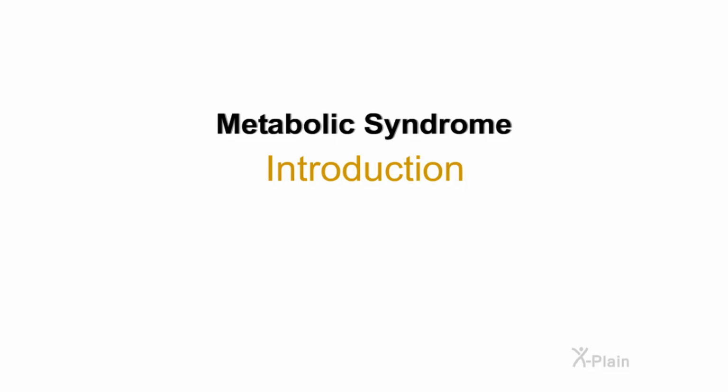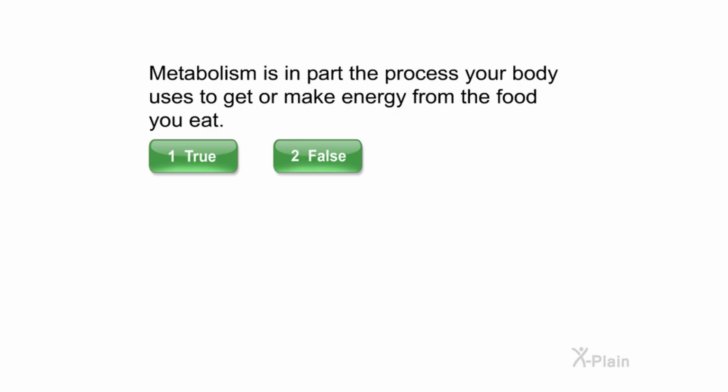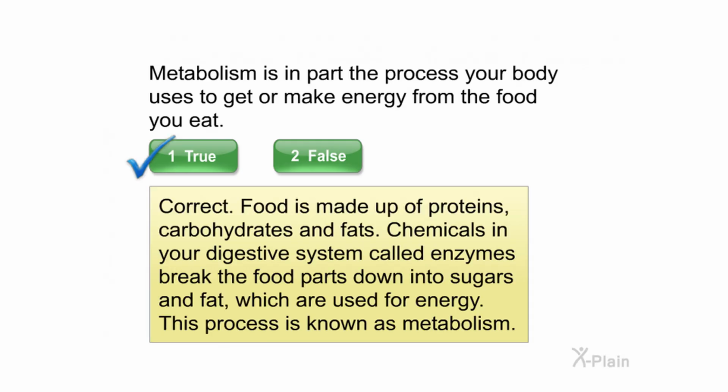Metabolic Syndrome. Introduction. Metabolism is in part the process your body uses to get or make energy from the food you eat. Select true or false. Correct. Food is made up of proteins, carbohydrates, and fats. Chemicals in your digestive system called enzymes break the food parts down into sugars and fat, which are used for energy. This process is known as metabolism.